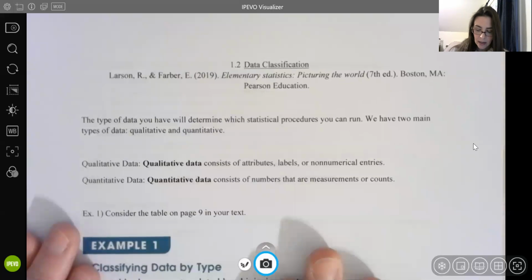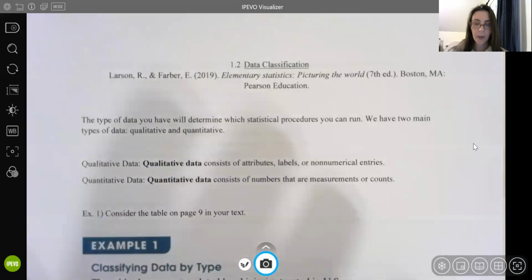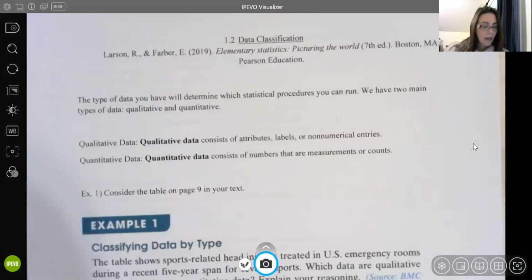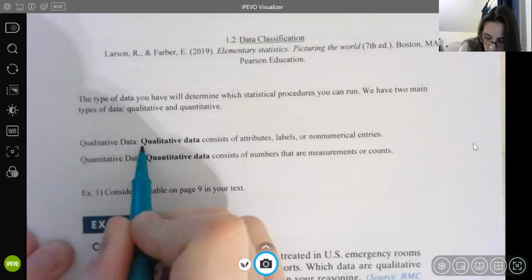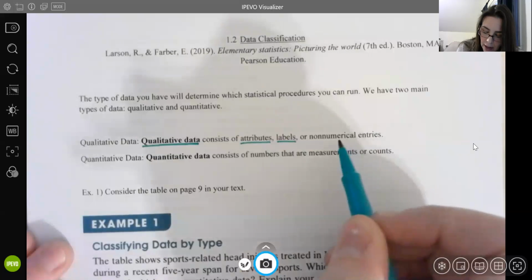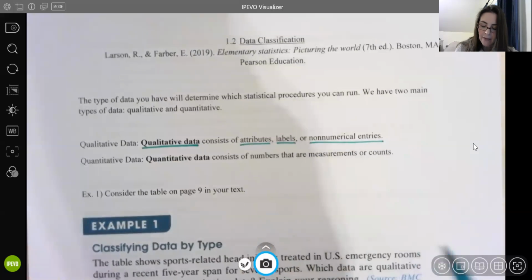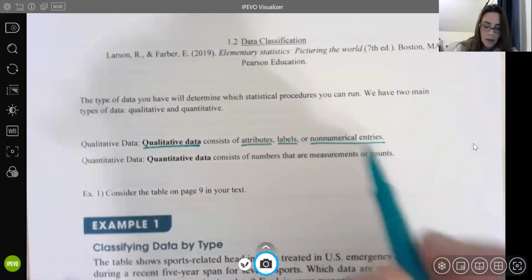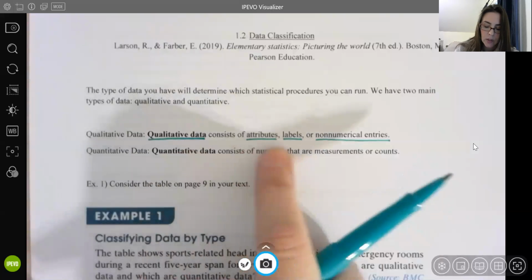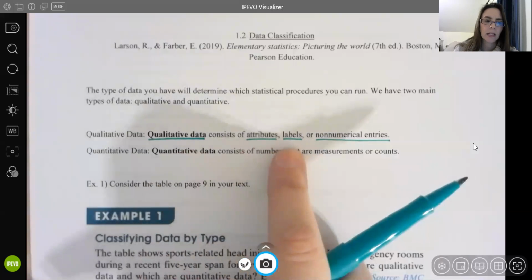So the first thing we see here, we have two main types of data beyond just population or sample. So let's say we have our sample data. There's different types of sample data and there's different types of population data. So it's either qualitative data or quantitative data. Qualitative data consists of things like attributes, labels, or non-numerical entries. They don't have to be, they could actually be numbers too. We'll talk more about some examples with that, but they really represent things like attributes, labels, names, things like that.